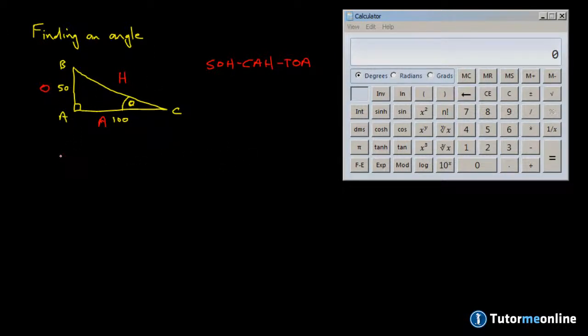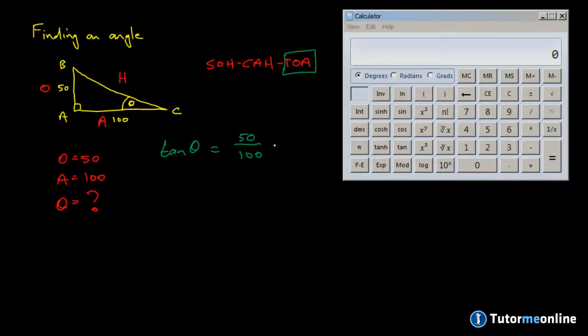We know that we have the opposite side, which is 50. We know that we have the adjacent side, which is 100. And then, of course, we need to determine the angle theta. If we need the opposite and the adjacent, we know that we are dealing with the trigonometric function of tangent, where the ratio of the opposite side over the adjacent side is applicable in this case. So we can write this out as the tangent of theta is equal to the opposite side, which is 50, over the adjacent side, which is 100.